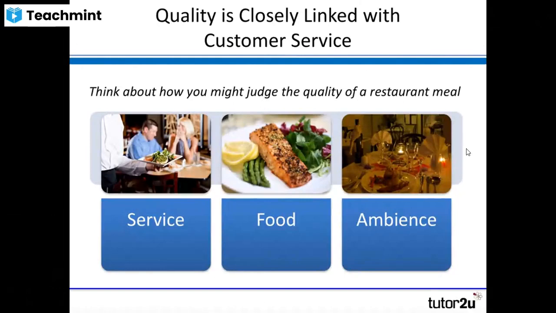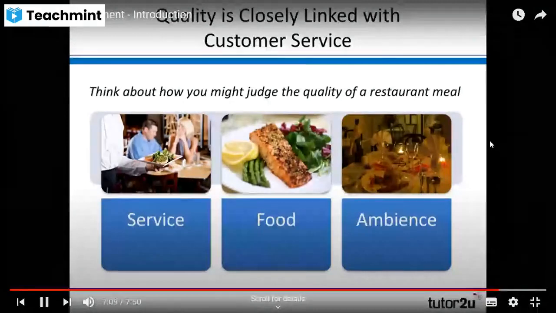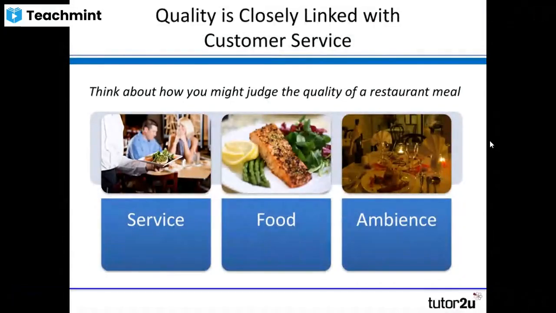Think about how you might judge the quality of the next meal you have out, maybe a night out with the family or with some friends. You go to the restaurant, and you'll be judging the quality of the experience not just on what's presented on the plate, what you end up eating and drinking, but also the attentiveness of the service, the presentation, style and choice of the food and the menu, and the overall experience, the ambiance of the restaurant, whether you have a good time. That's how you judge quality, very closely linked to the customer service experience.